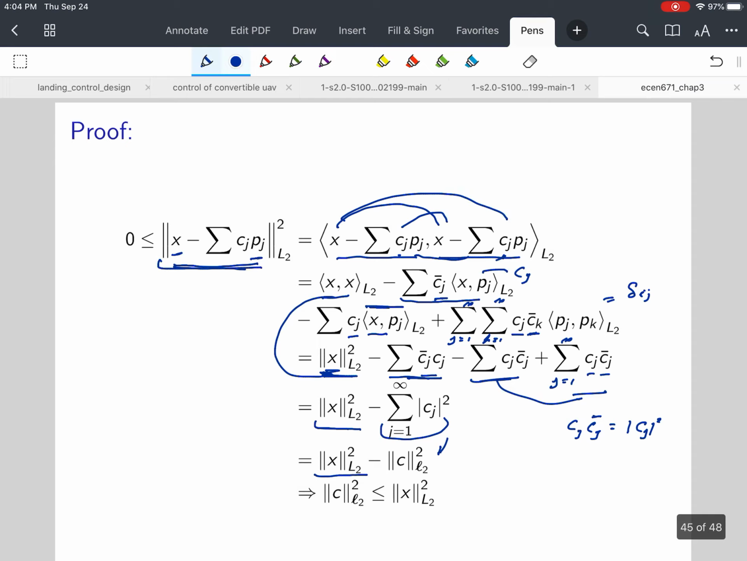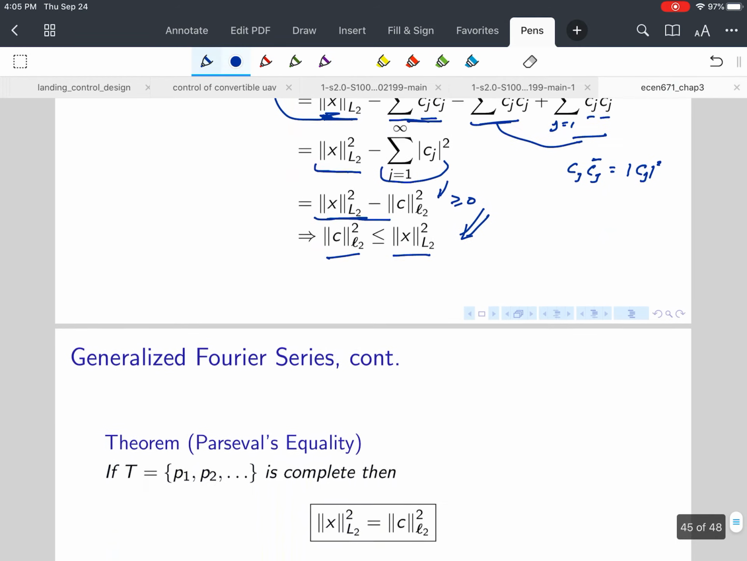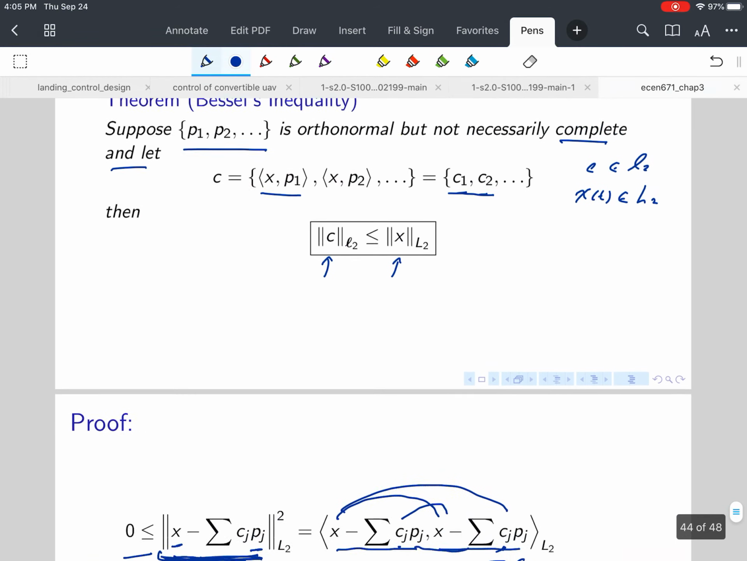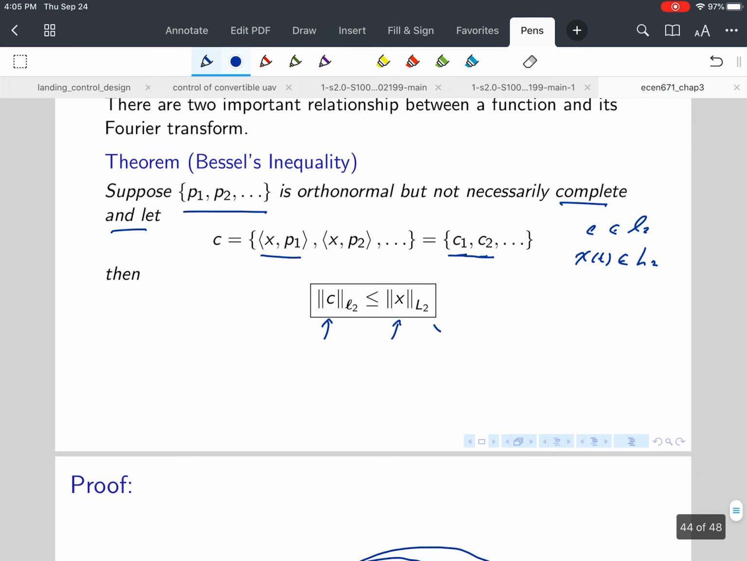So we have then that the norm of x minus the sum of cj pj squared is going to be the L2 norm of x squared minus the little L2 norm of c squared. And since this norm here has to be greater than or equal to 0, because it's a norm, this guy is greater than or equal to 0, which implies that the big L2 norm of x is bigger than the little 2 norm of c. So we've shown that this is always the case.